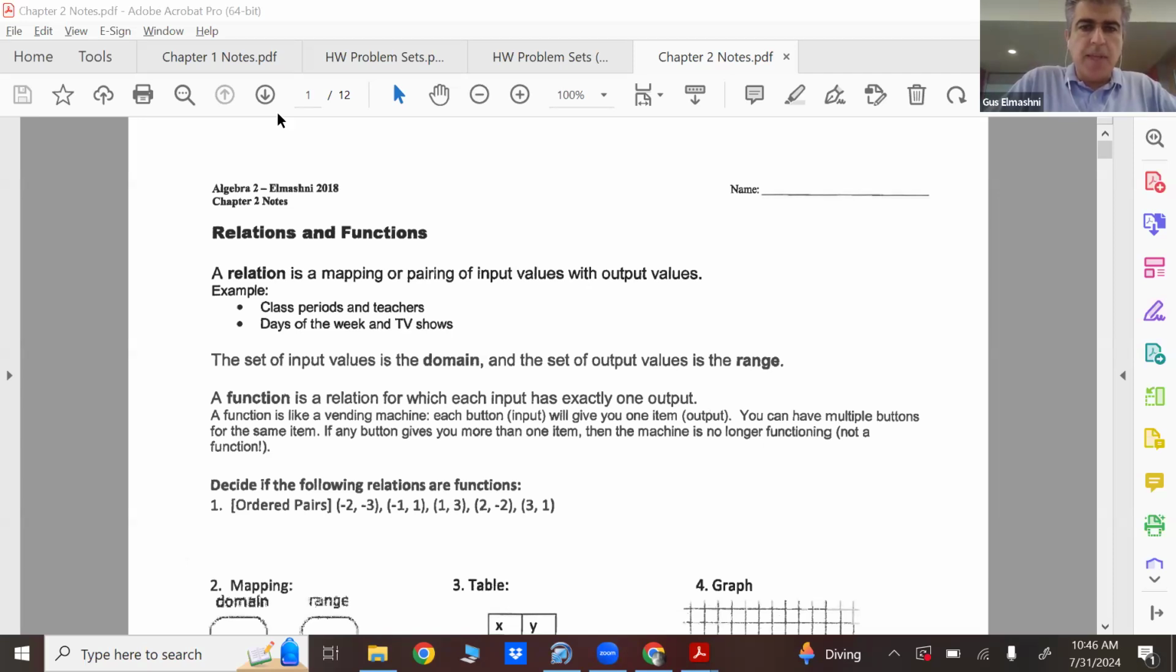So a relation is when you're relating input with output values, or basically x and y. So any equation is considered a relationship, like y equals x or y equals x squared. You're just describing how these two variables are related.